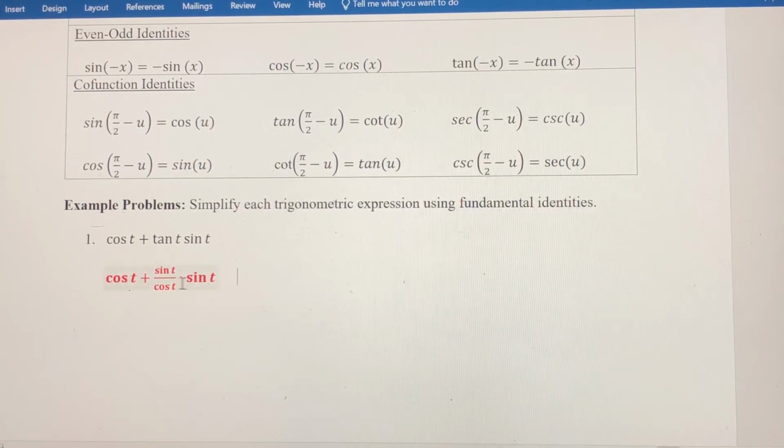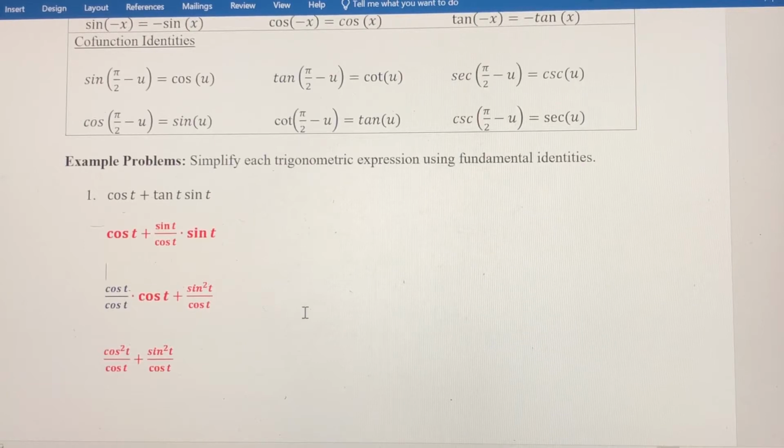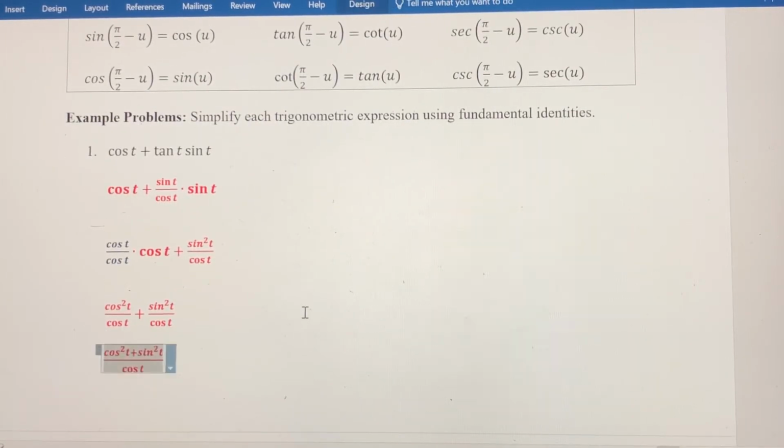With this one, I'm going to go ahead and multiply, and I get cosine of t plus sine squared over cosine. Now, we're adding these two expressions. One of them is a rational expression, a fraction here. So we need to convert this other one to a fraction with the same denominator. Let's get a common denominator there. So when I simplify now, I've got cosine squared plus sine squared over cosine of t.